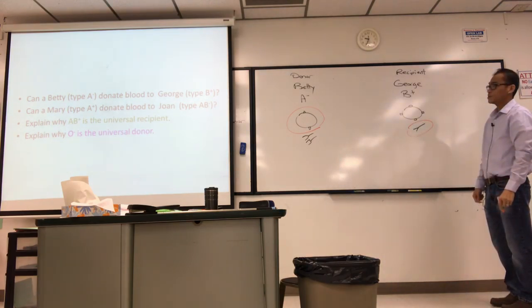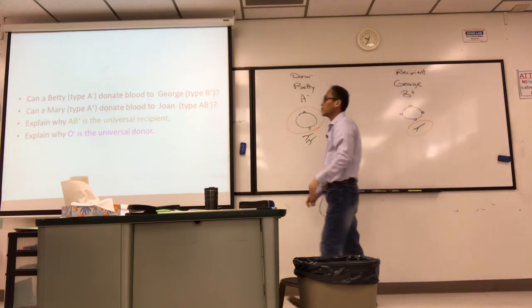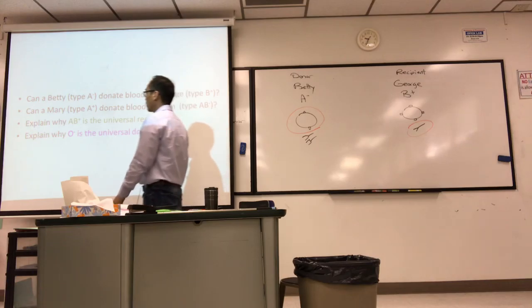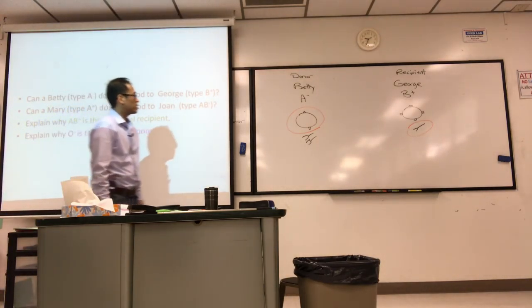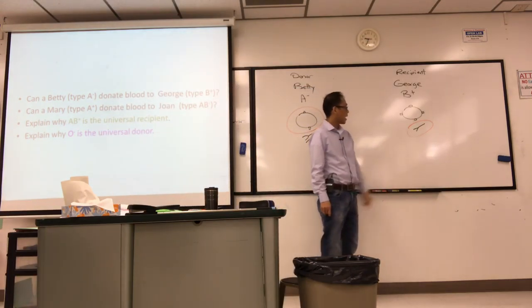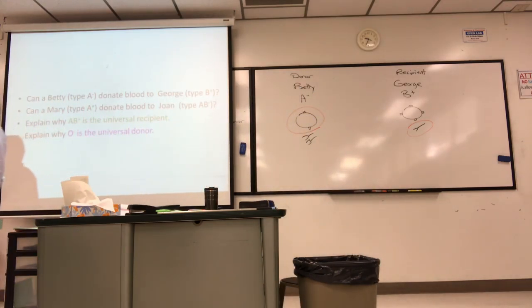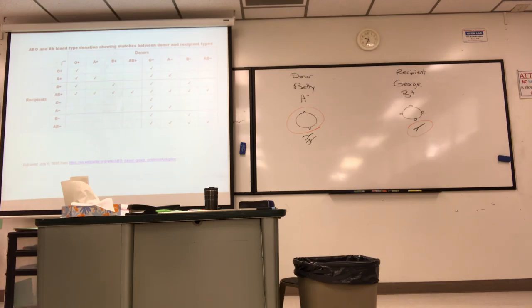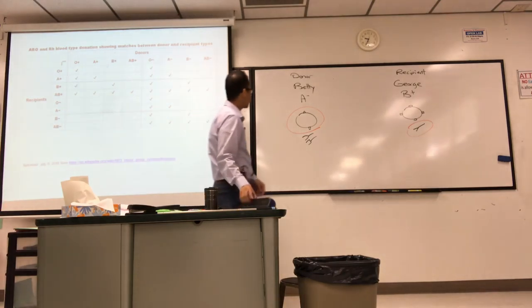Yeah, A's can't donate to B's, basically. But to phrase it correctly, what you would say is Betty's A antigen on her RBCs will react with George's antibody against A. You have to say what cross reacts. All blood types, who can donate, who can receive, is on this chart. So let's see if we can understand it, take away a few generalities here.